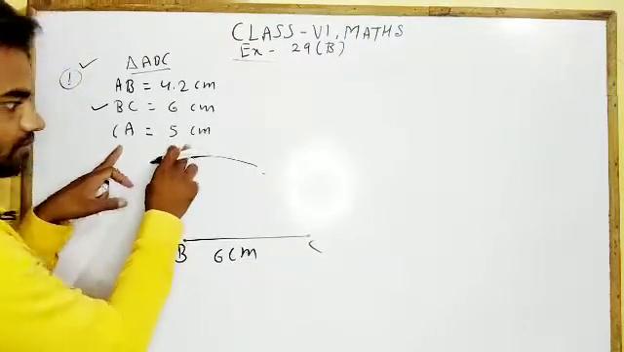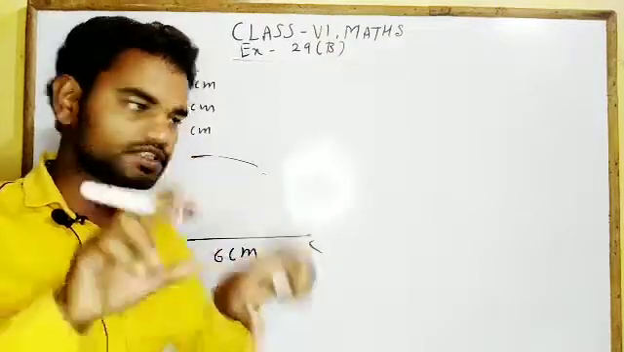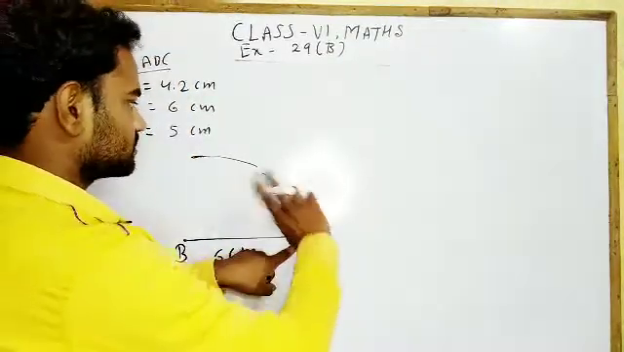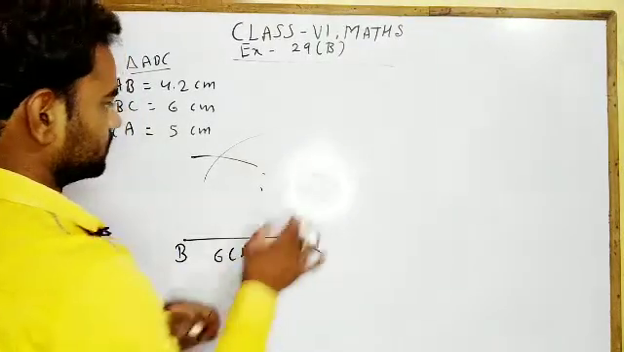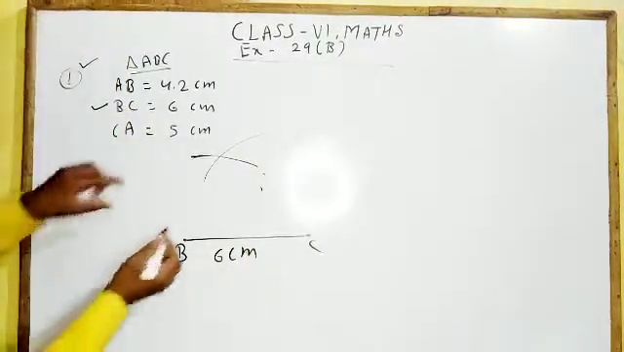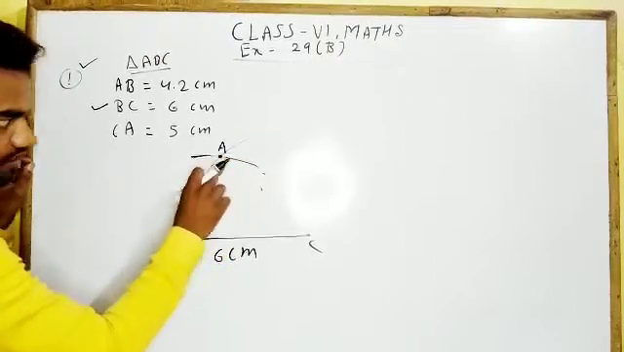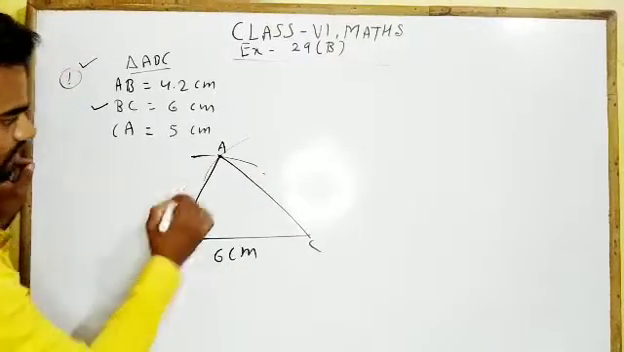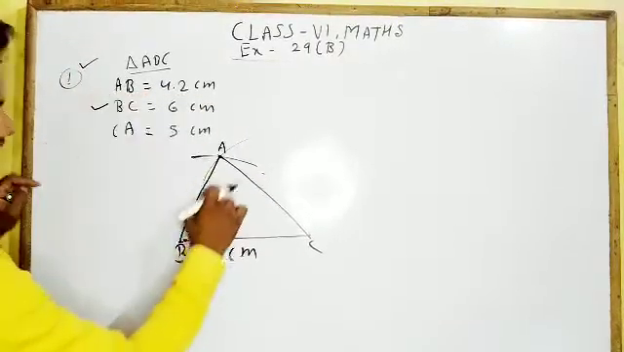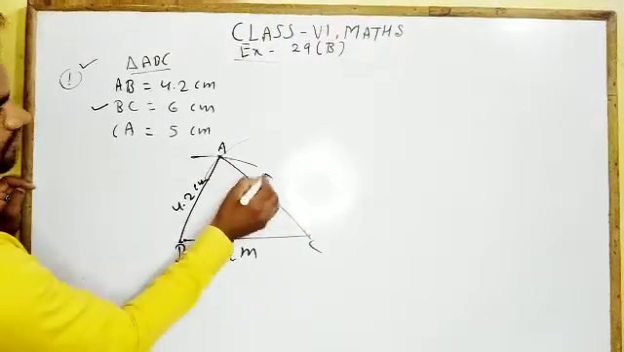This will be 5 centimeter. So take an arc of 5 centimeter, placing the scale here. Taking C as a center, draw an arc of 5 centimeter. This will pass through there. This is point A. Both arcs intersect each other at the point A. This is AB and this is AC. AB is 4.2 centimeter. This is AC, 5 centimeter.